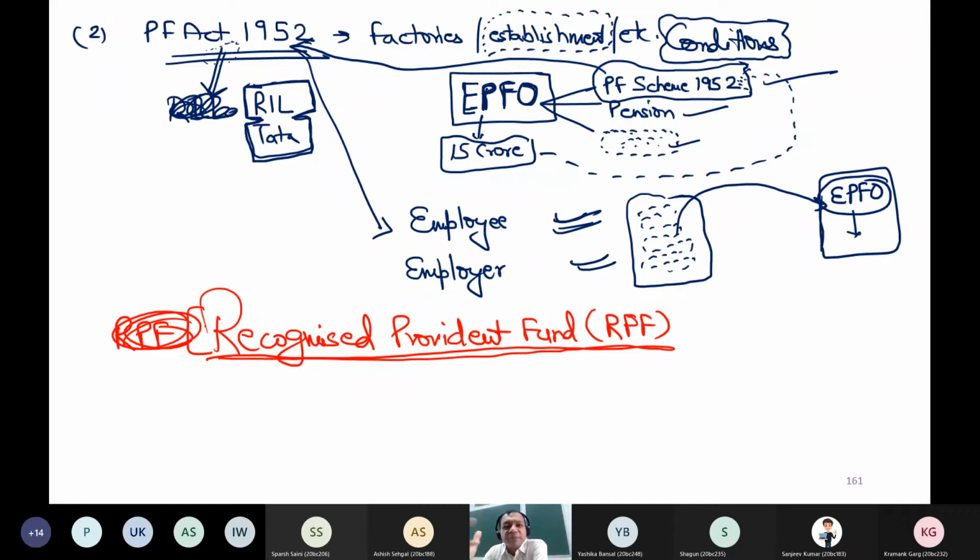Suppose in my factory I have 8 employees, or 7 employees. My factory is not of any specific type which must be covered by the PF Act 1952. There may be other types of factories or establishments too, but even if there are 6 employees, for example, in my company, I want provident fund for my employees. It's possible that legally I'm not supposed to be compulsorily registered under the PF Act 1952, so I can have my own provident fund.